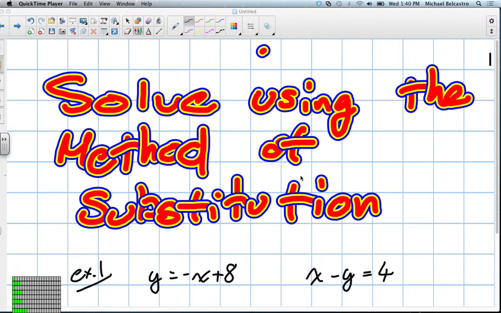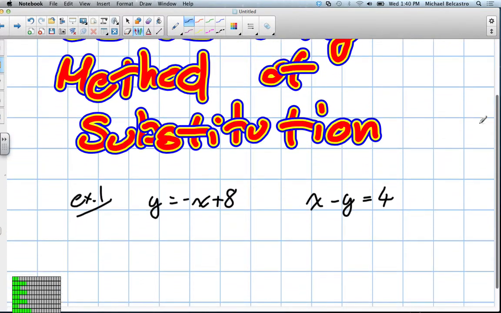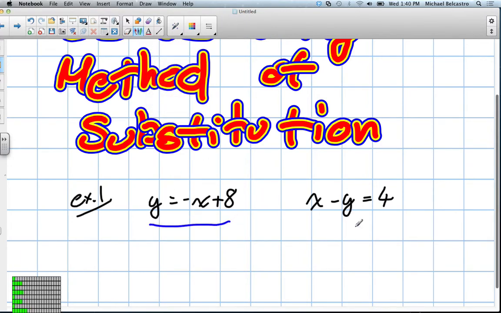Okay, so we're going to be solving things using the method of substitution. What types of things are we solving? We're looking at these linear equations here. These linear equations, you guys are used to solving by graphing.